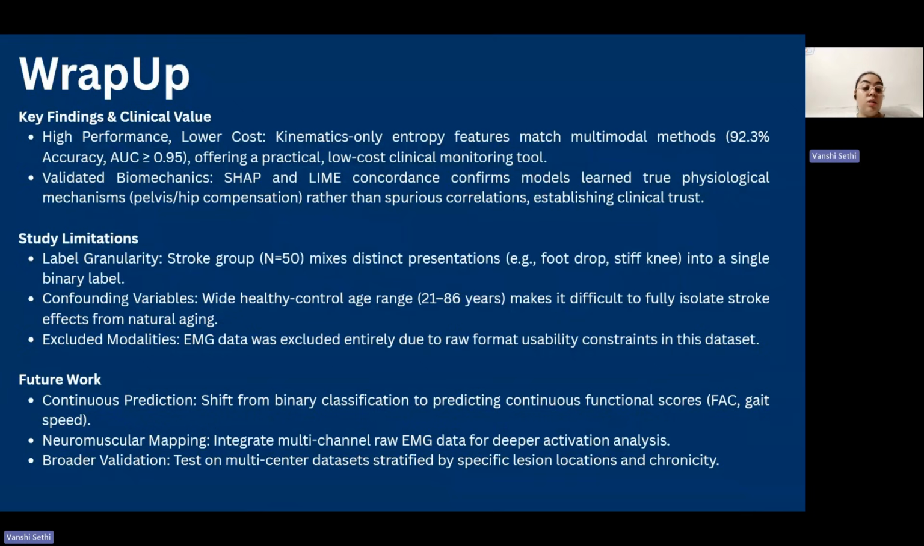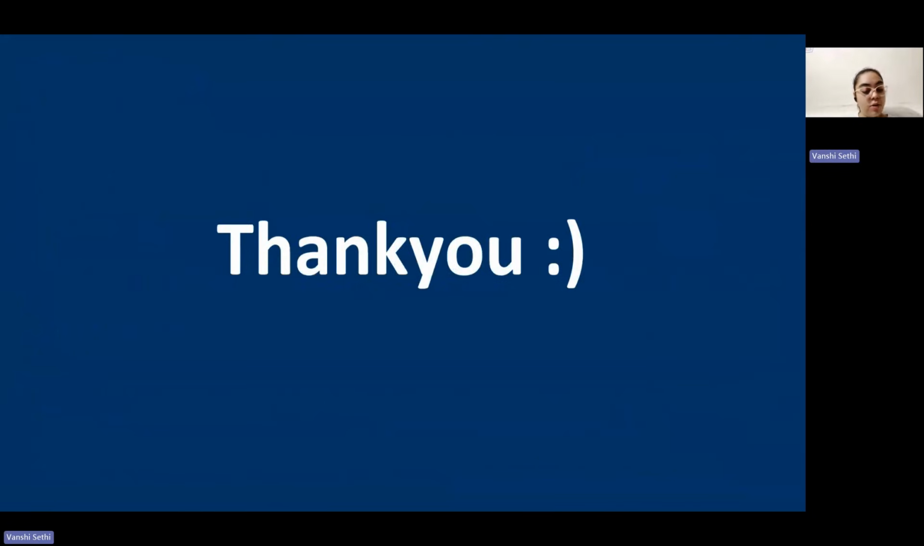Then continuous interpretation, yes, it could be made in future, so that we could use it not just for classification, but convert it into an FAC score that tells whether a person is dependent on someone or can walk independently, or how much stroke has affected them, and their gait speed. That could also be analyzed, but for that again sensors are needed. Then neuromuscular mapping could also be done for the EMG signals, and broader validation could also be made. So that was all. And one thing to keep in mind, that knee was not an XAI driver in the whole thing. Yes. So that was the whole project I had worked on.